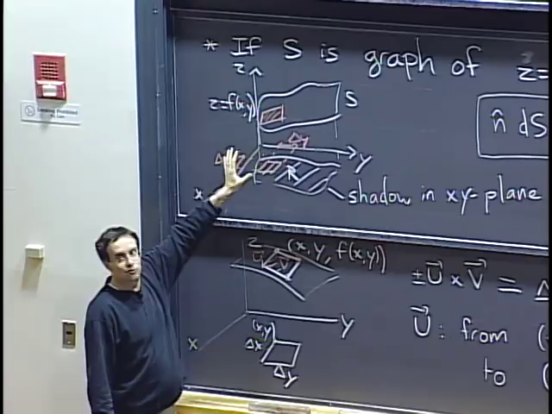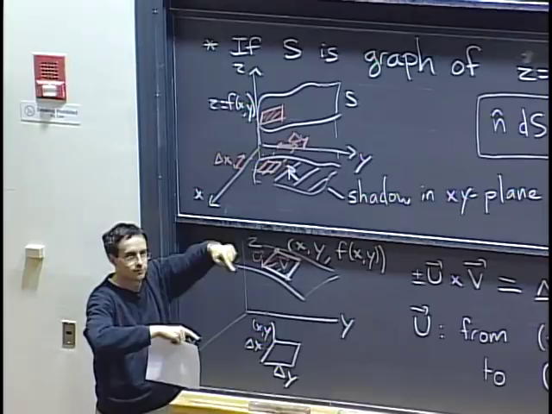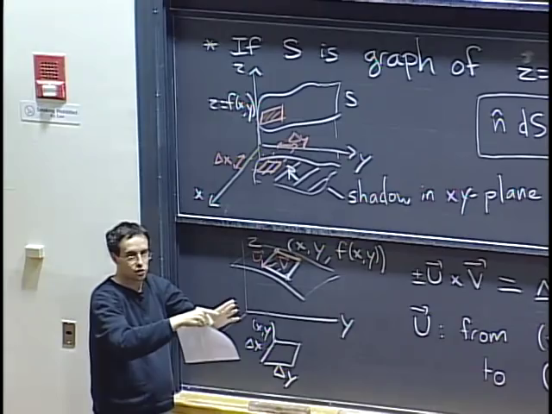You will get some sort of mesh grid on your surface, and you will look at a little parallelogram that's an elementary piece of that mesh, and figure out what its area and normal vector are. Well, that will again be given by the cross product of the two sides.